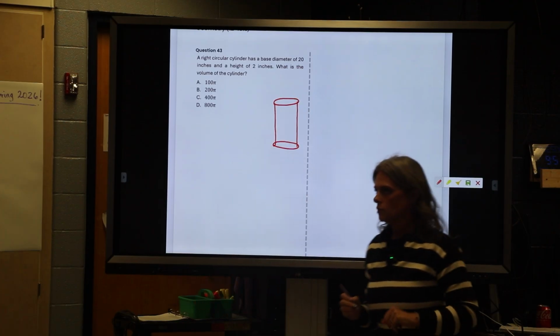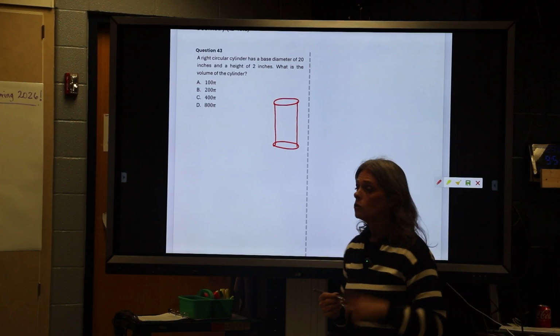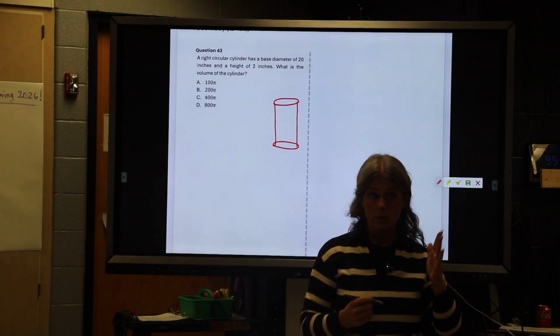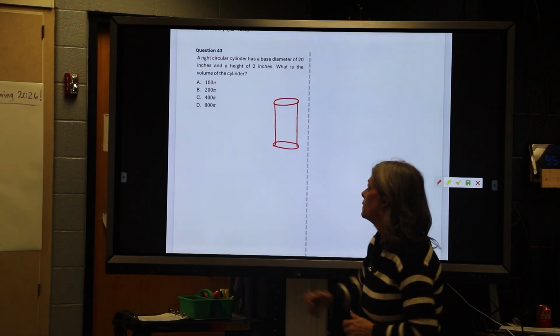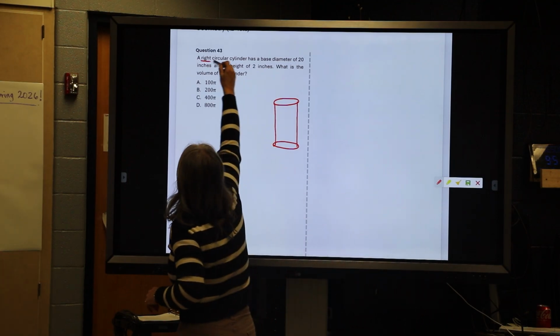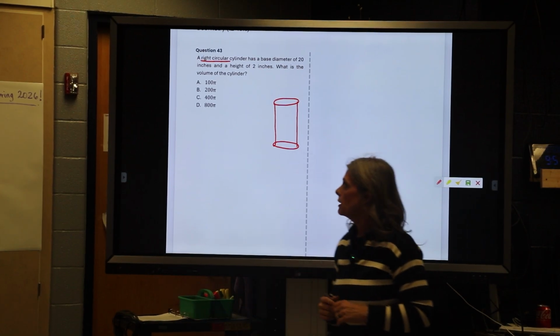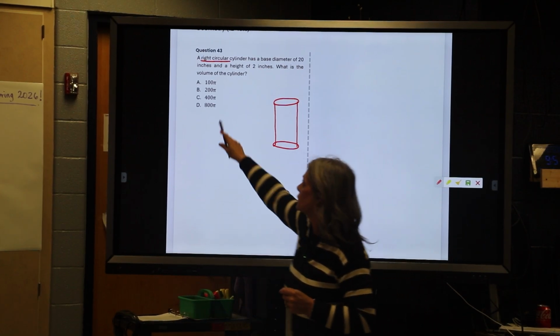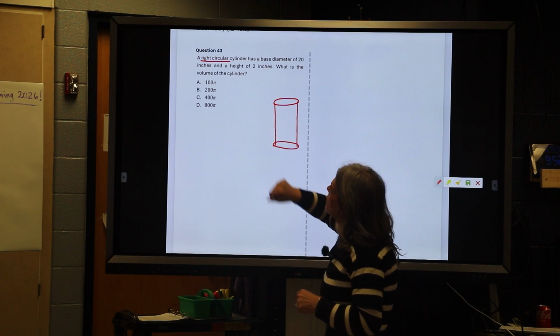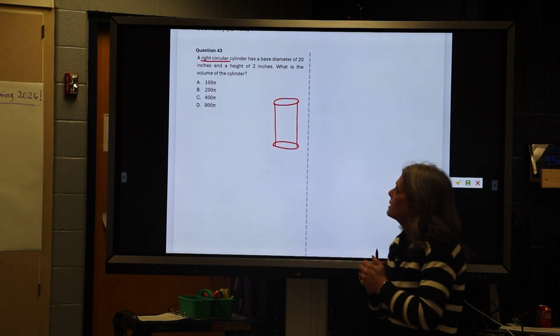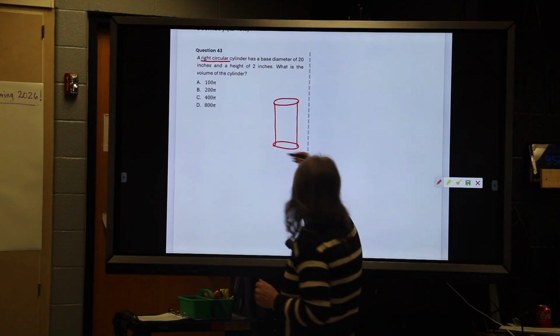That's my best version of a right circular cylinder. You guys, there are other things besides right circular cylinders, okay? You'll see some that are skewed, but they're actually gonna tell you right circular cylinder, okay? And since it says the word circle and we're looking at our answers and we see pi, this is a volume question. So it says a right circular cylinder has a base diameter.